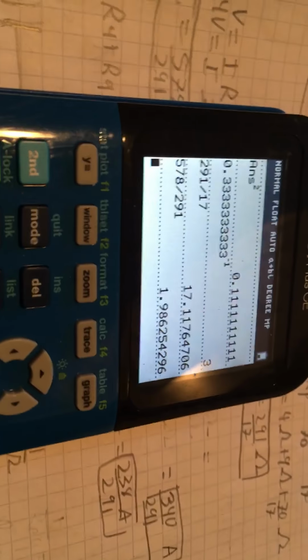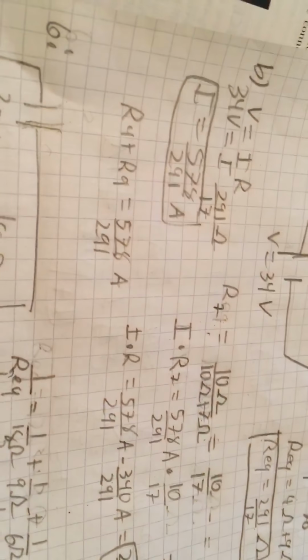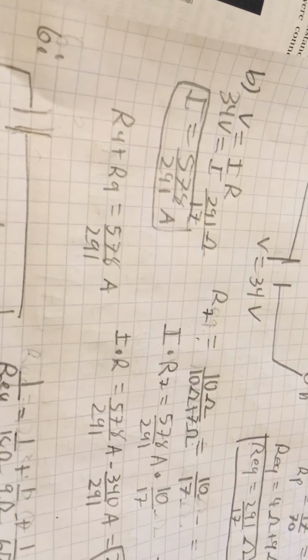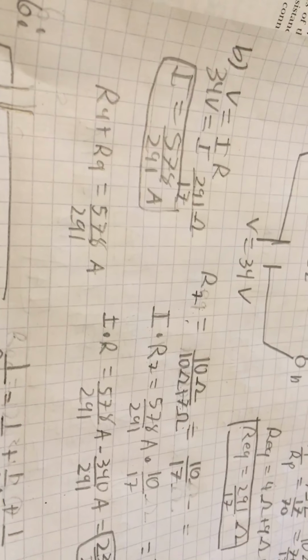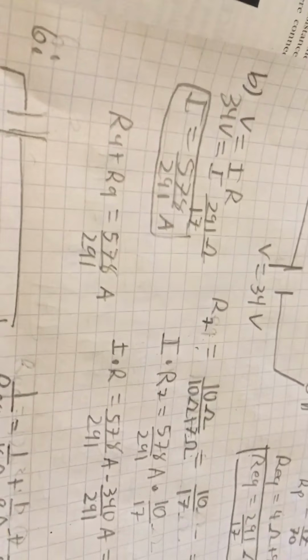it's 1.99 amps. Because current is the same throughout the circuit, you have the current for the 4 ohm and 9 ohm resistors, as you can see here.